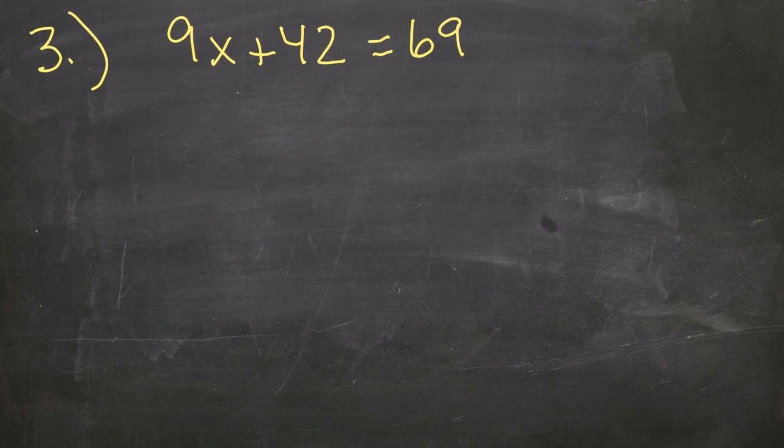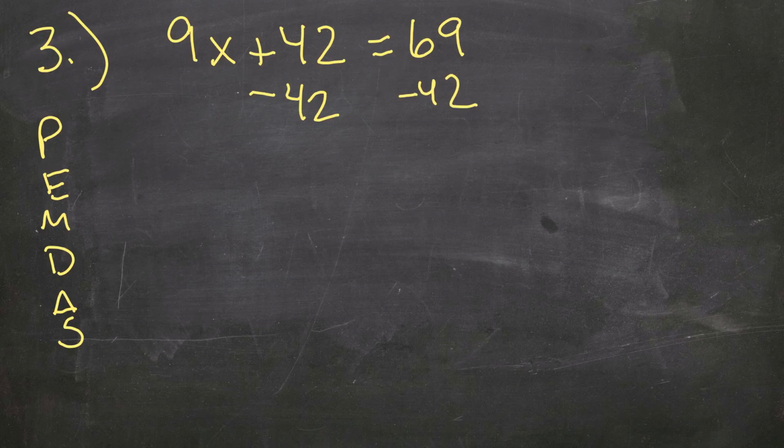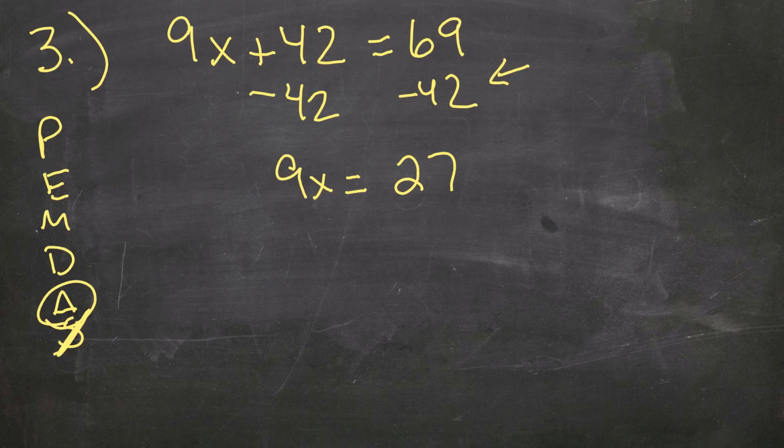Number 3. I have 9x plus 42 equals 69. Same exact concept as before. I'm going to write PEMDAS. I'm going to minus 42 from both sides. I get 9x equals 69 minus 42 is 27. Now remember, the reason I'm allowed to do that is there was addition. Addition tells me that I have to use subtraction on both sides. That's the subtraction property of equality.